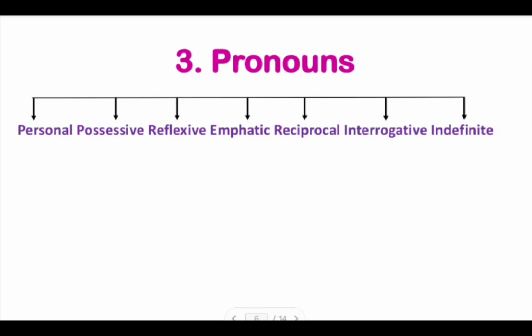So, children, what are pronouns? Pronouns are words that replace nouns. Okay, what are nouns? Remember? Animal, place, people, and thing? Yes. So, when any word replaces these animals, places, people, or things, they are known as pronouns.